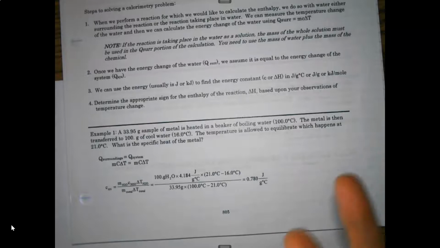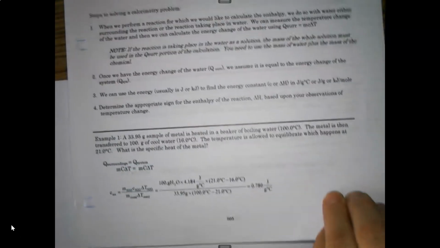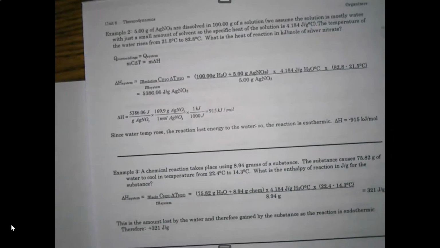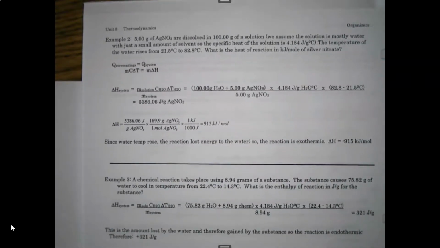Okay, on the back side of your organizer, there's several examples of where we are doing some bond changes. Okay, so here's the first one. What if I have 5 grams of silver nitrate and I dissolve it in 100 grams of water? And the temperature rises from 21.5 to 82.8. What's the heat of reaction for that material?